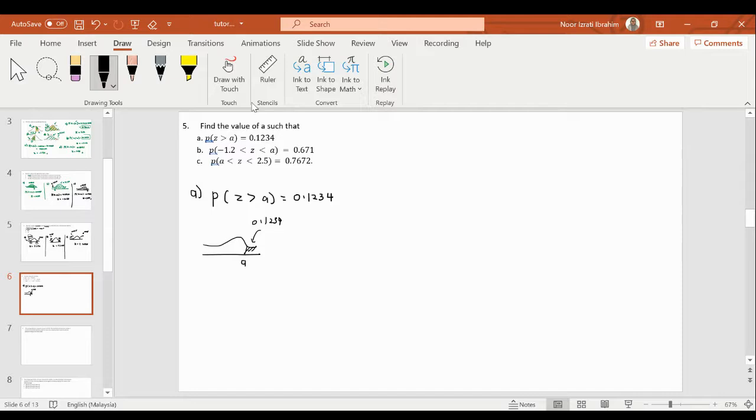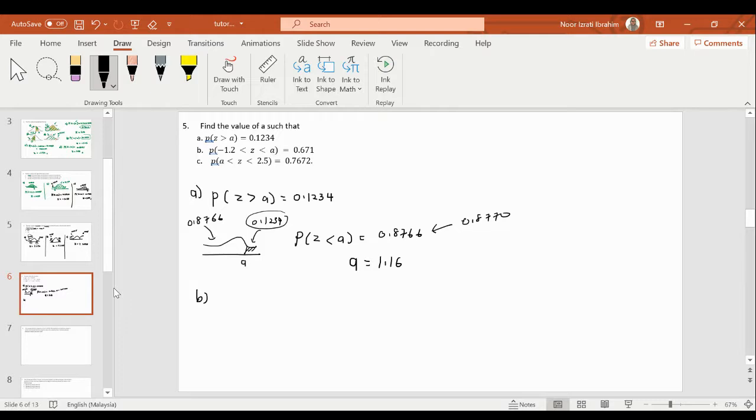So to find the value of a, we cannot use this area. We have to use the left side area. So the left side area will be 1 minus 0.1234, which is 0.8766. So this will give us the probability when z less than a is 0.8766. So the nearest from the table to 0.8766 is 0.8770, which gives us a as 1.16. This is from the table.